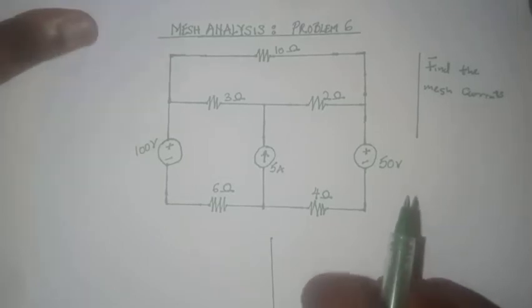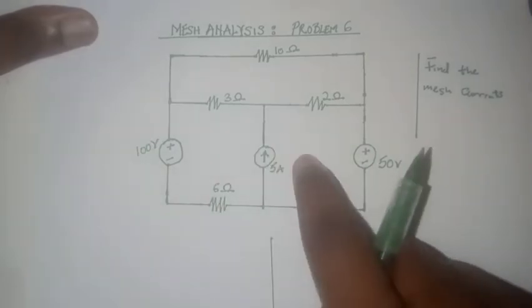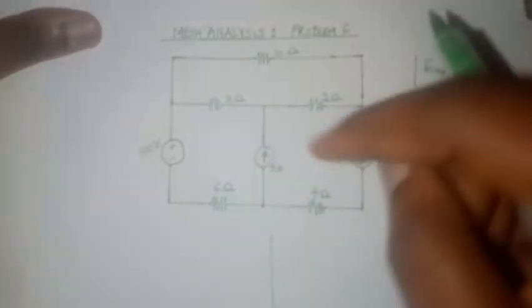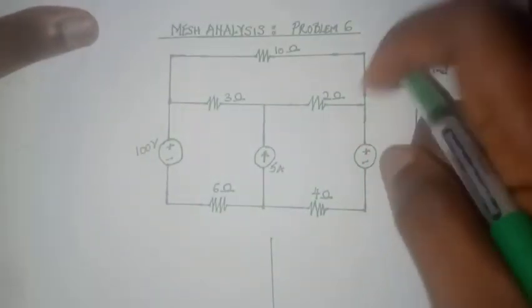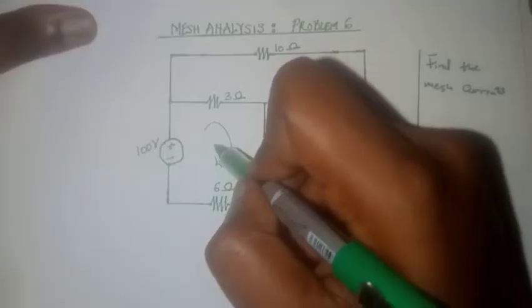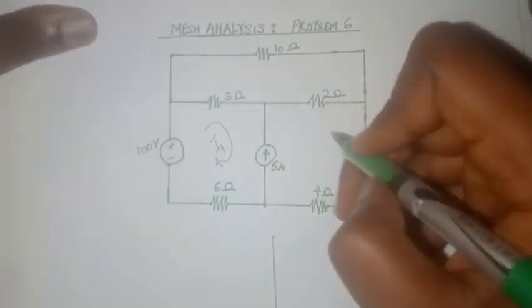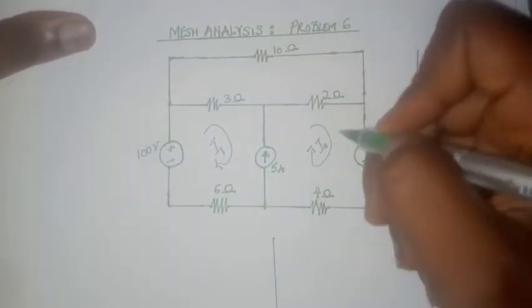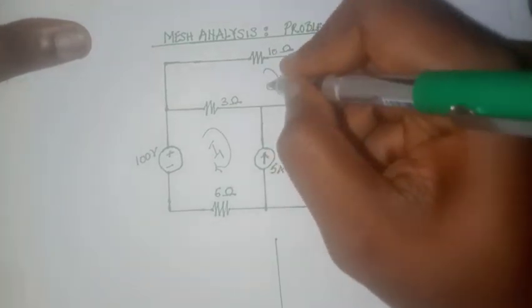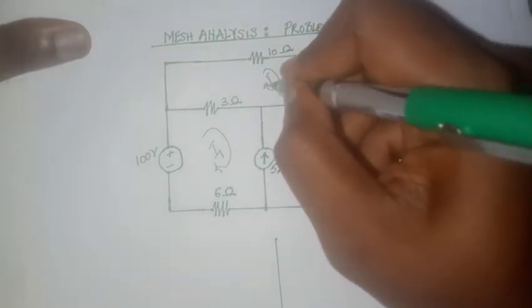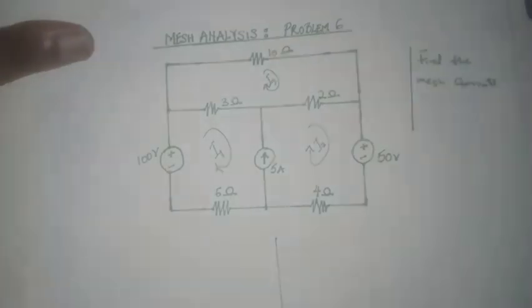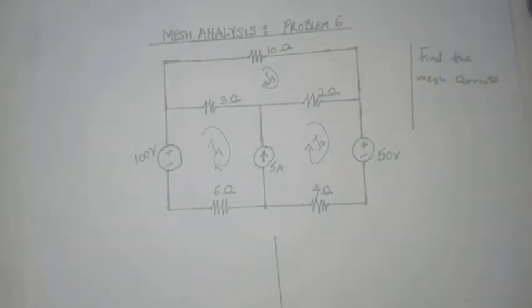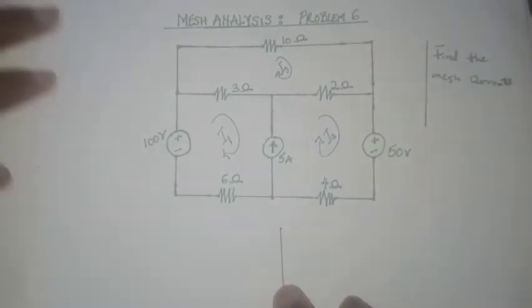identify our meshes, and let's make this our first mesh, second mesh, and third mesh. The next thing we do is assign a current to each mesh. So if this is our mesh 1, I'll call that current I1. This would be mesh 2, and the current in it would be I2, and this would be mesh 3, and the current in it would be I3. The next thing we do is proceed to writing the KVL equation in each mesh.